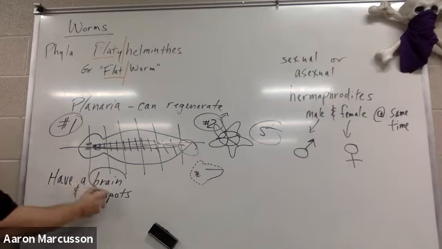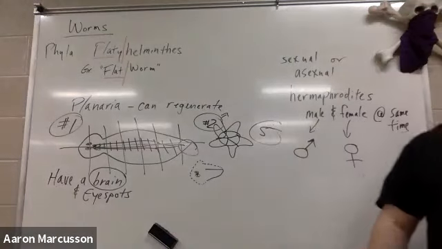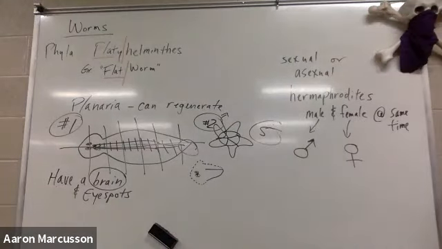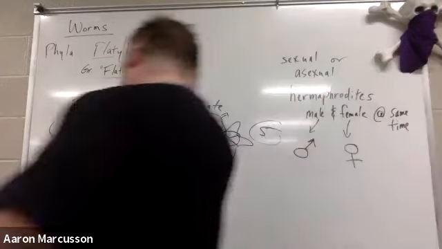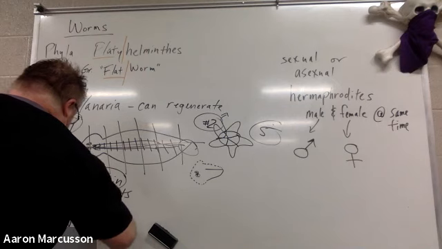So if I ask you, what's the first animal that we talked about that has a brain? It would be these guys. The lowly worm, the first animal that we've hit that has a brain. They have a single orifice. Oh, that kind of sucks, okay? So they have no anus.